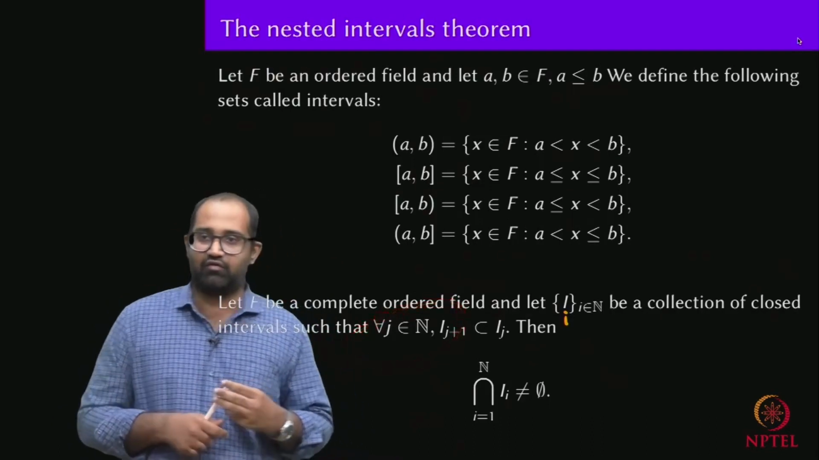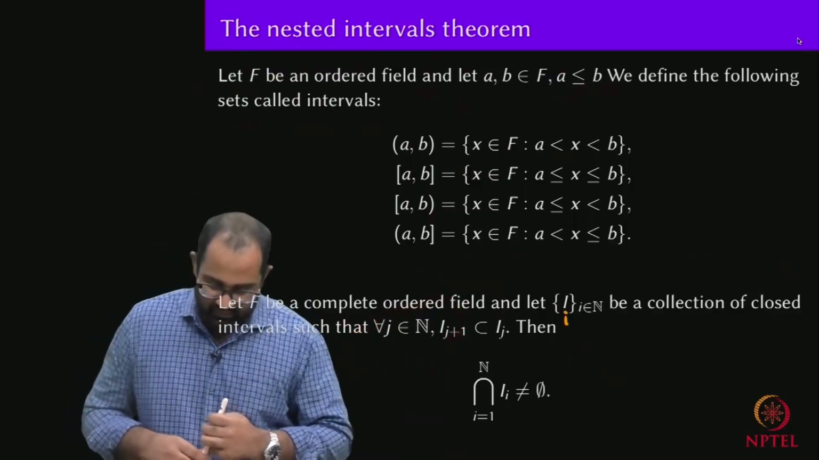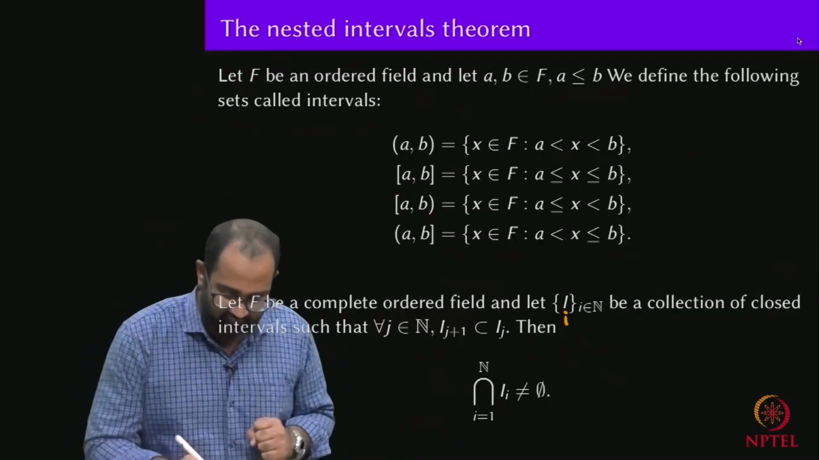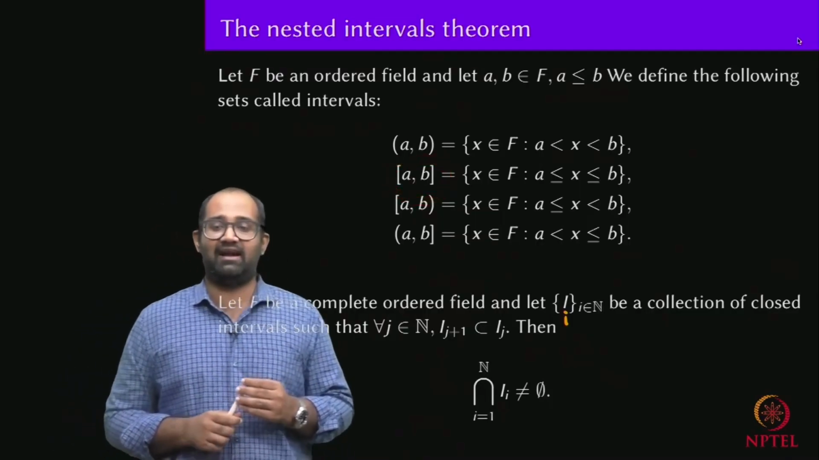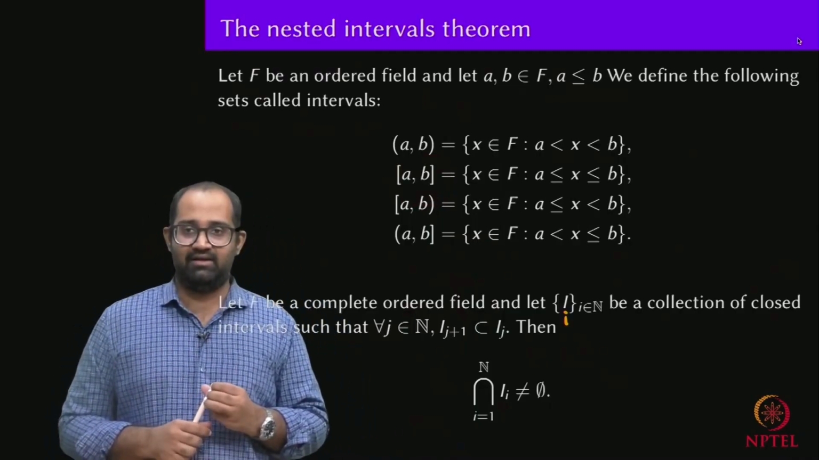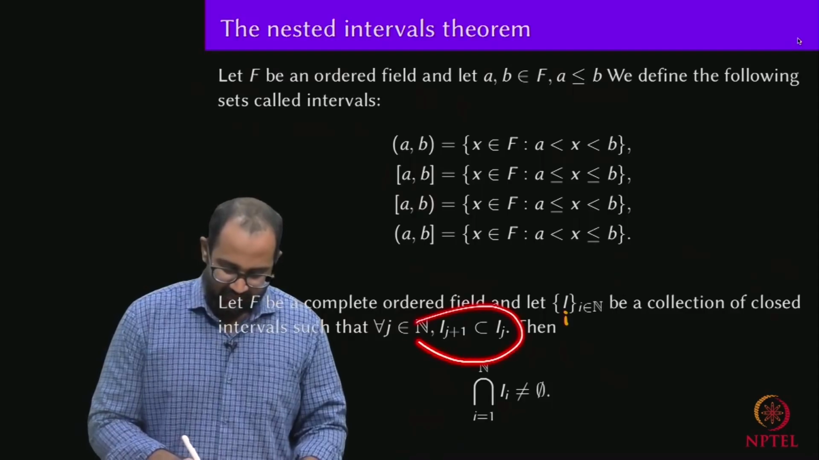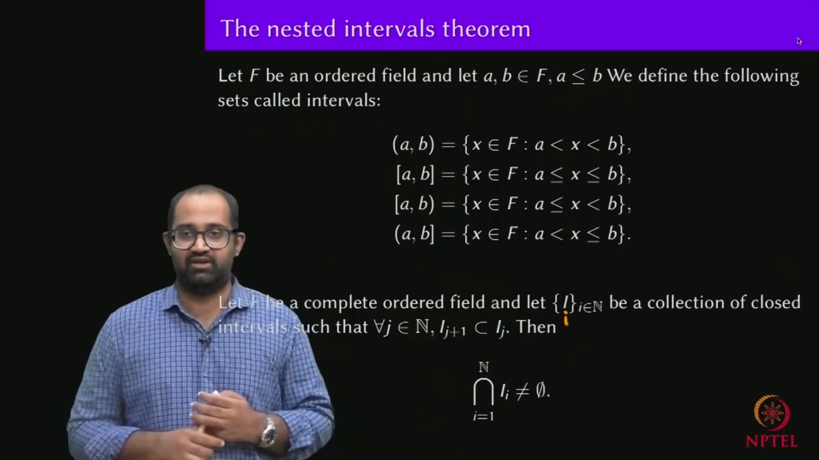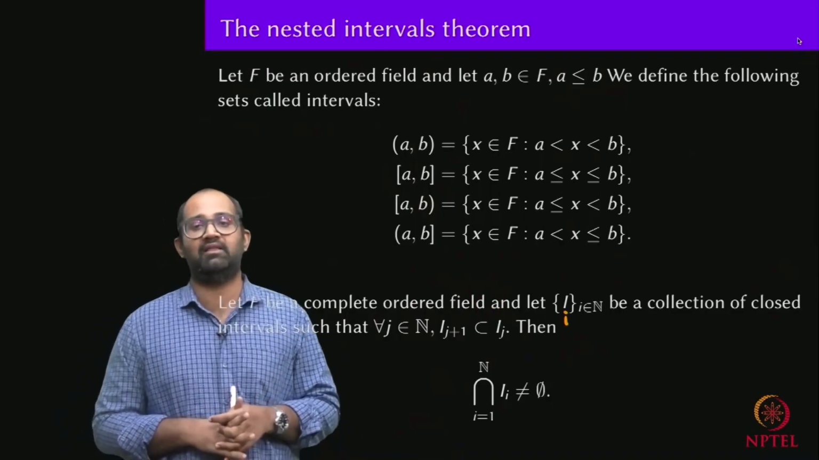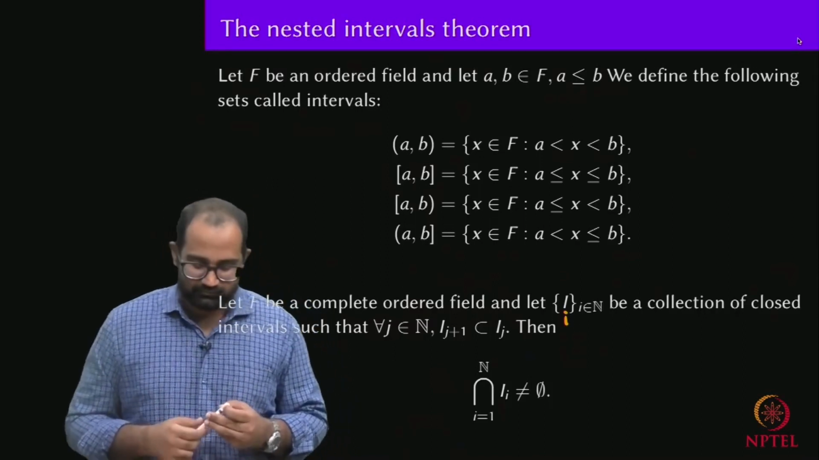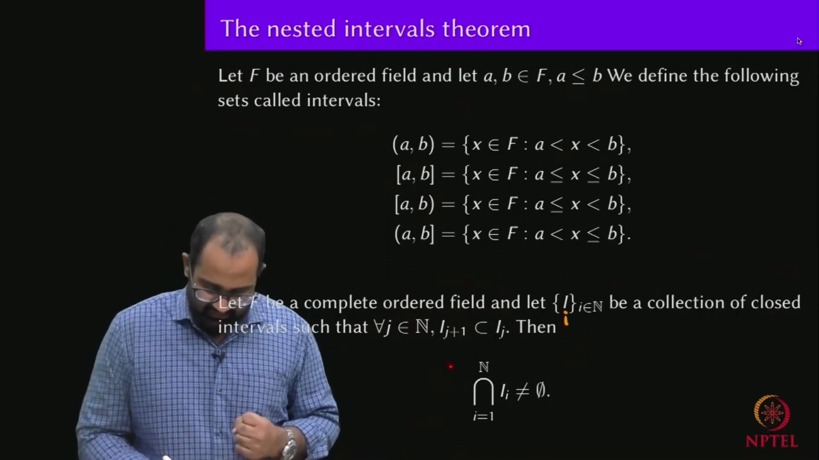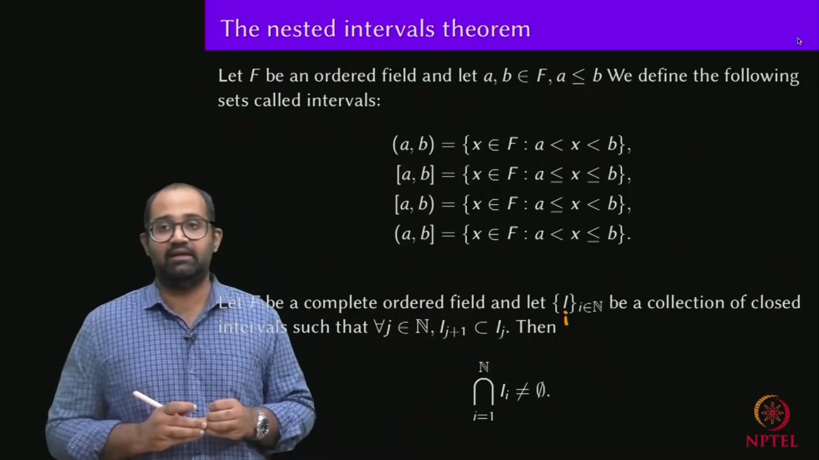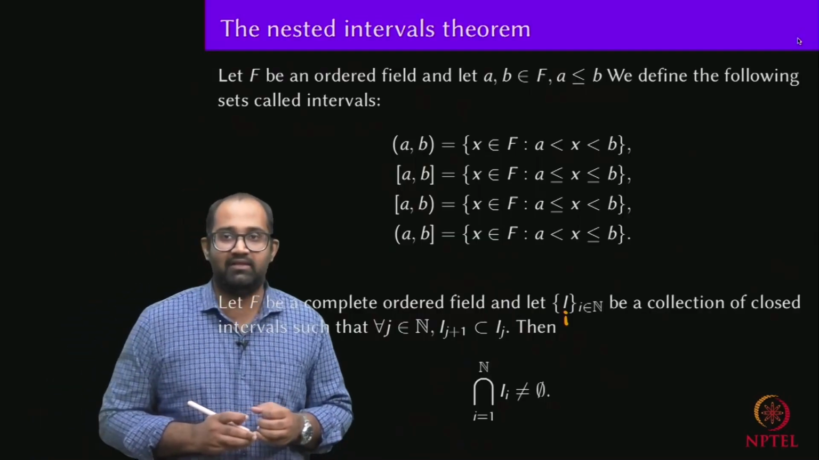So, you have a collection of closed intervals indexed by the natural numbers, and the key property is that these intervals are nested. These are closed intervals, so they are intervals of this type. What I mean by nested is that I_{j+1} is a subset of I_j. Please recall, this does not mean proper subset in our notation. This just means it is a subset. It could happen that I_{j+1} is the same as I_j. Then the intersection of I_i, for i equal to 1 to n, is not an empty set. It cannot be the empty set.